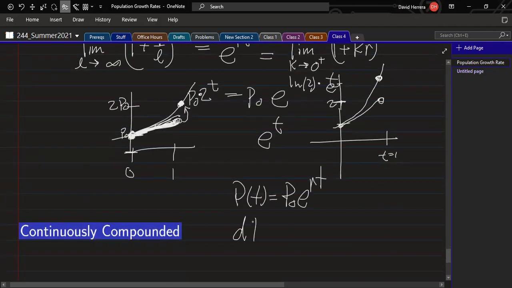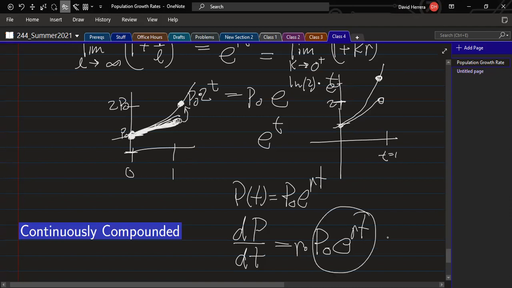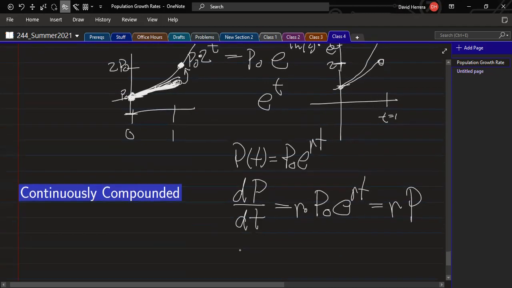And if you differentiate it, you get p naught times r e to the rt. And this right here is p. So this is r times p. So here's a differential equation. P prime is rp. So the rate of change is this constant r times itself. And everything that we talked about previously is then baked into this simple equation.